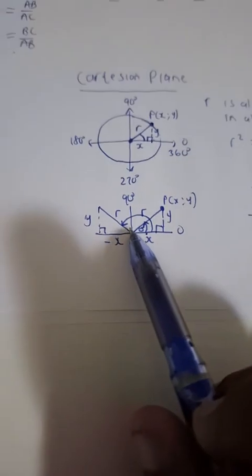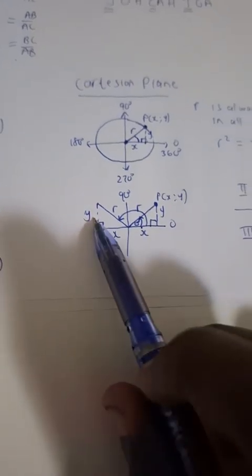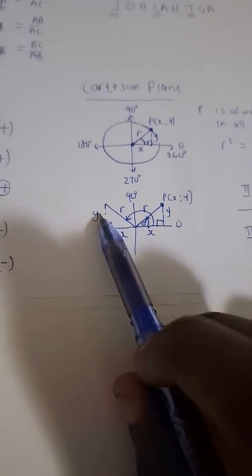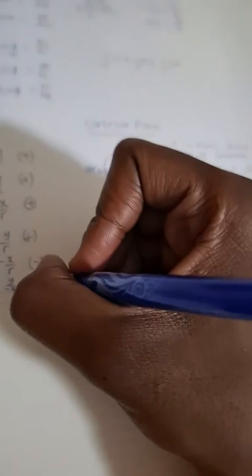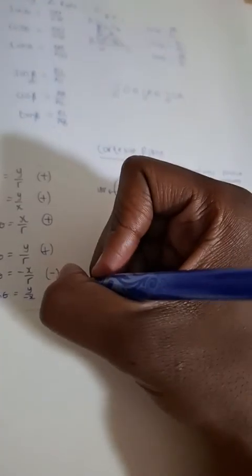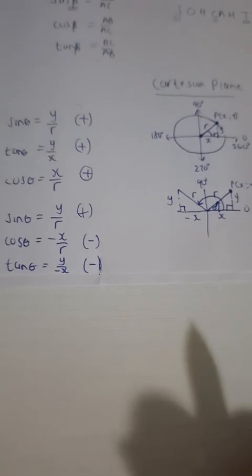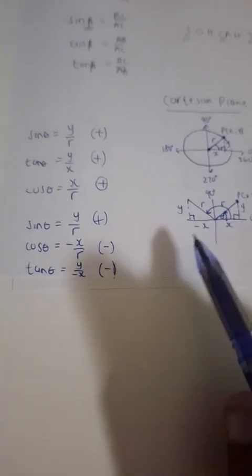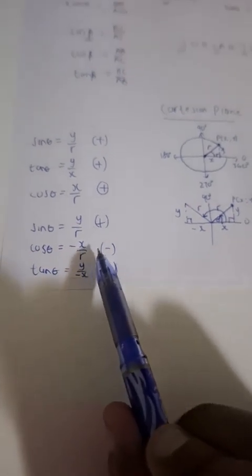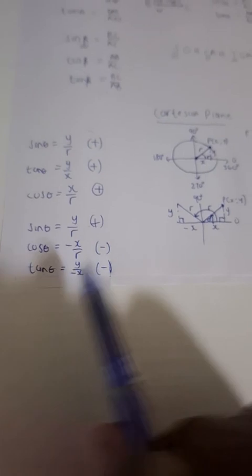And then last but not least, what about tan? Tan theta is opposite over adjacent. Opposite side, positive y. Adjacent side, negative x. Therefore, a positive divided by a negative will give us a negative. So that means tan in the second quadrant is negative. In actual fact, in the second quadrant, both cos and tan are negative.